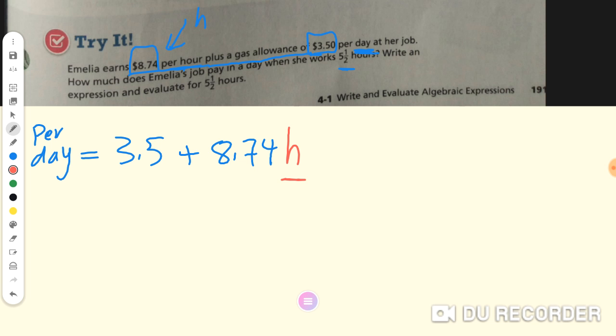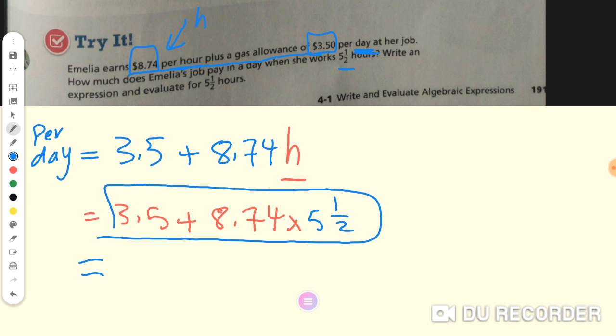Now to apply, he gave me what if she worked for 5.5 hours. Let's apply it. So it will be 3.5 plus 8.74 multiplied by the number of hours, which he gave me as 5.5. Calculate it and you will find how much she earns every day. Actually, you can calculate it now if you want. It's okay. 3.5 plus, let's calculate this number. I can put 5.5.